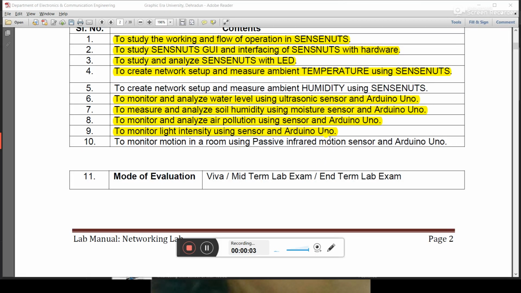Good morning, students. Today I am going to discuss the passive infrared motion sensor and Arduino Uno or Arduino Nano, whatever it is. An Arduino board must be there.